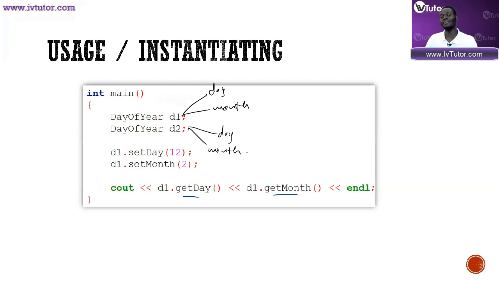If I want to set the value of my day and the value of my month, I can now use my mutator functions. This allows me to set the day of D1 to 12 and the month of D1 to 2, which means in D1, the day is now 12, and the month is now 2. We can do the same for D2 and set the month to something else and the day to something else. So that is what it means.